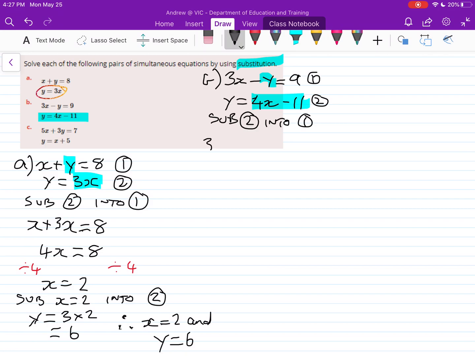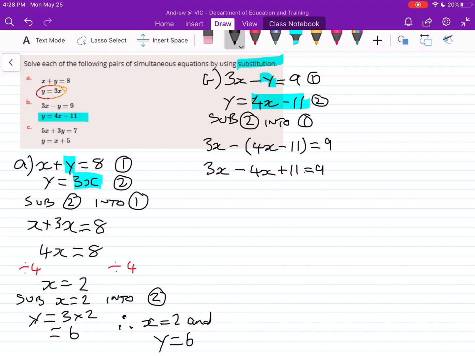Okay, so we're going to have 3x minus, and it's always good to put brackets here. So it's going to be minus (4x minus 11) is equal to 9. So I'm just going to expand out these brackets. So 3x minus 4x, and just remember this minus is going to be multiplied by minus, so this is going to be a plus 11 is equal to 9.